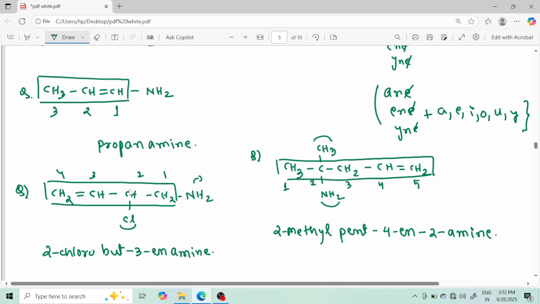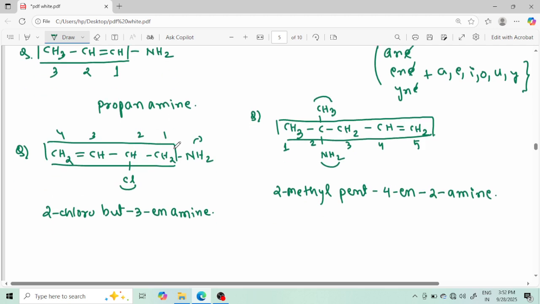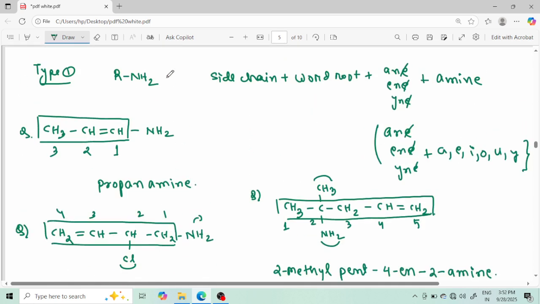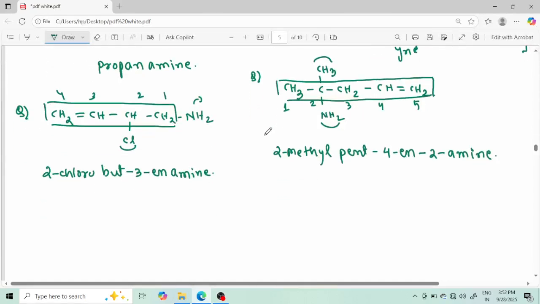Okay, so this is how we name IUPAC naming of type 1 amine. It's mainly for primary amine because on nitrogen there is no other substitution. Now let's try to do the IUPAC name of type 2. There is no such type 1 and type 2, just for simplicity I have divided into 3 types.